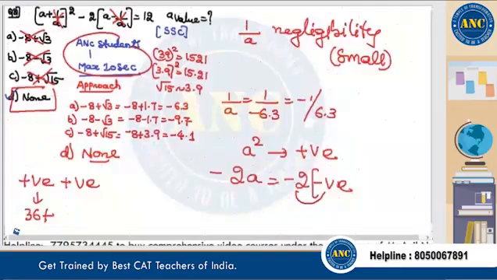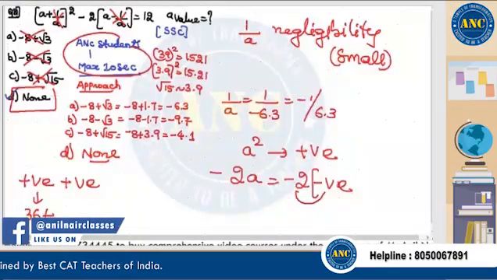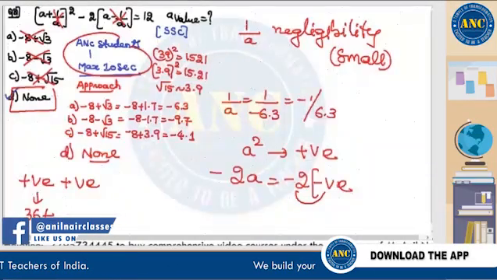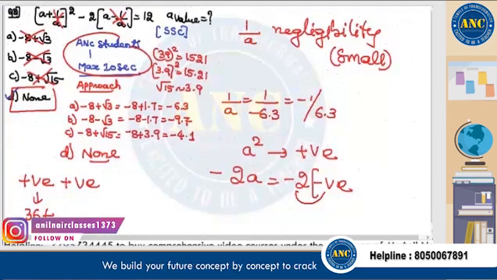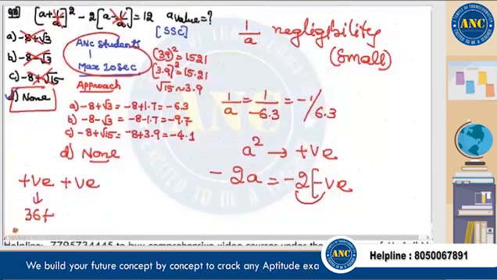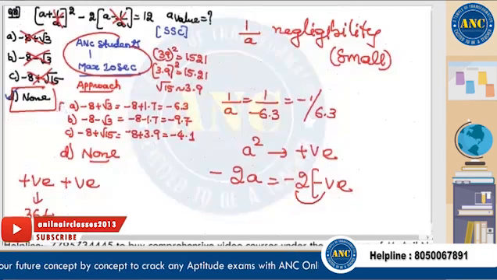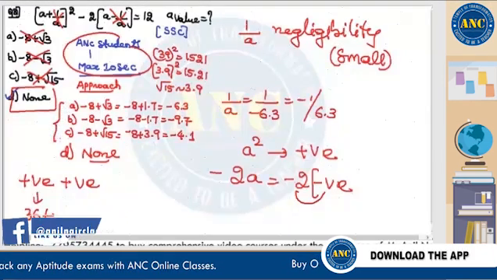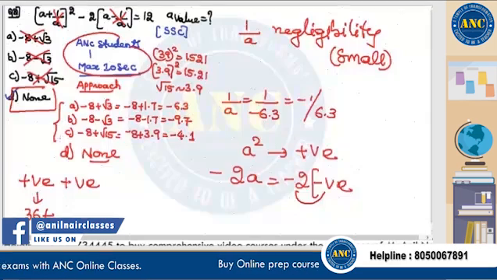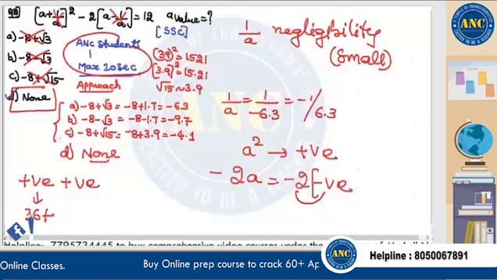Again I am explaining. Step number 1. A square is positive. 1 by A is very small. A is nothing but all the three options. These are the original options. All A values I am getting are negative. 2 into negative, outside negative, negative into negative, positive.